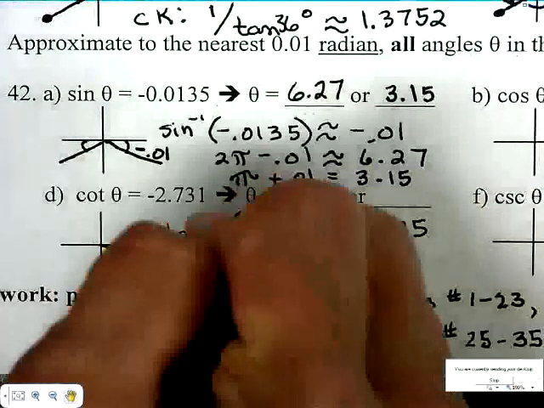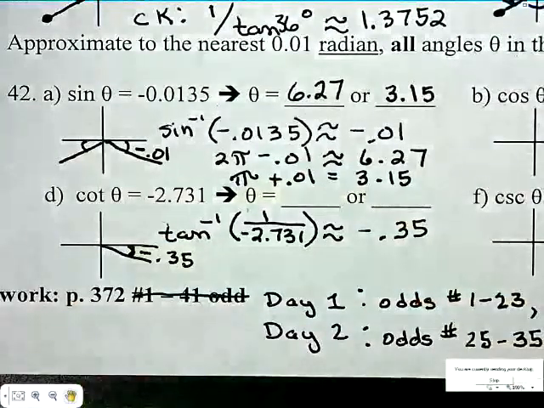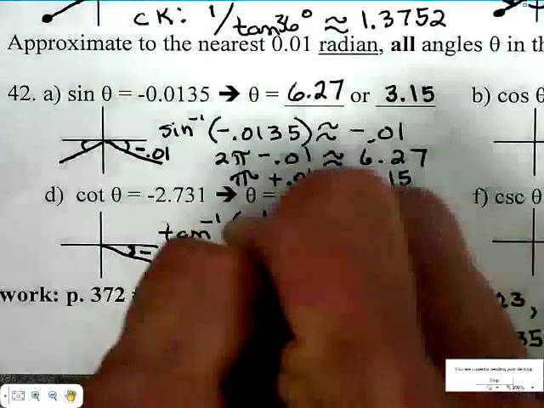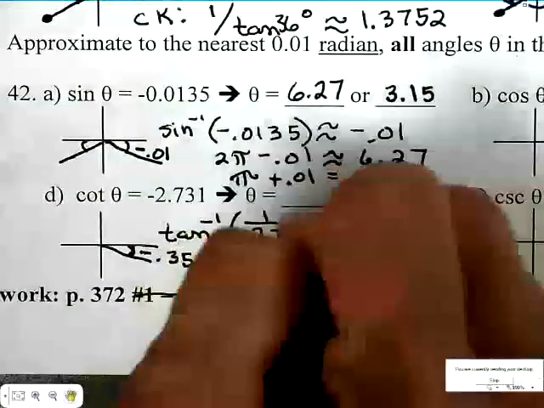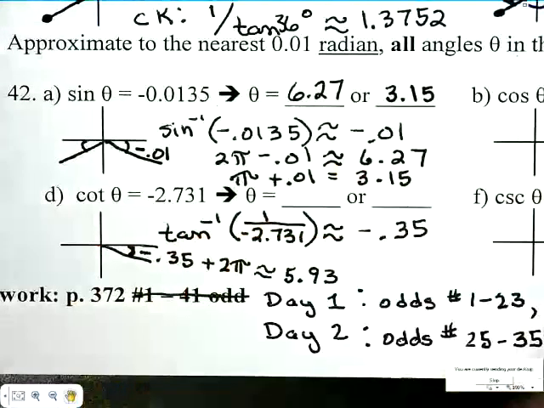But that's not a number between 0 and 2 pi. So how would I find the coterminal angle? Just add 2 pi to that. 6.28 minus 0.35. 5.93 is a number between 0 and 6.28.